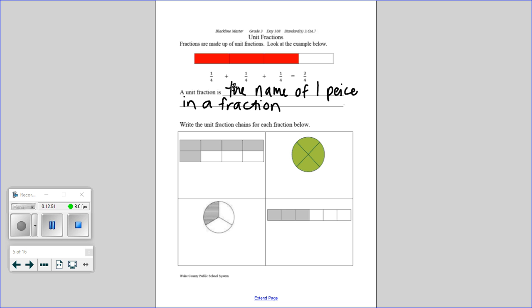Which makes sense, right? Because if I'm counting the number of shaded pieces, I have 1, 2, 3 shaded pieces, and my whole is 4 pieces. So it makes sense to count. Does that make sense? Colin?